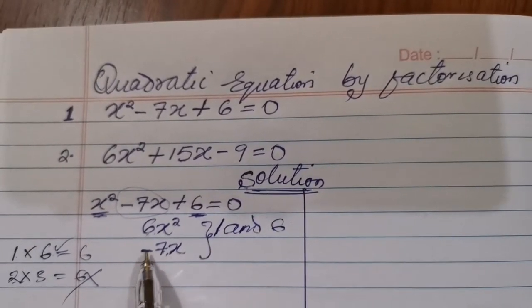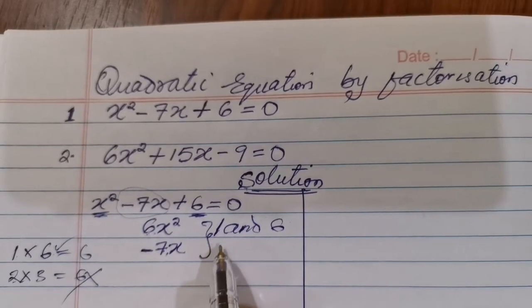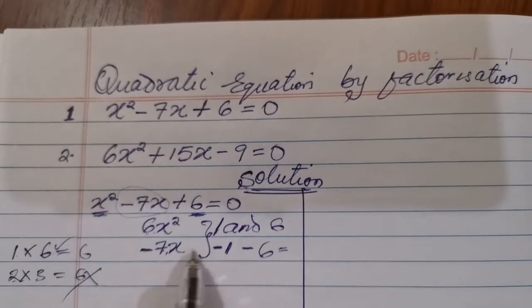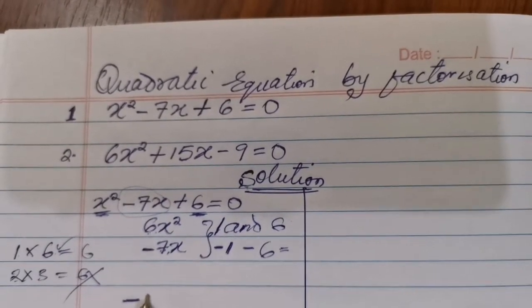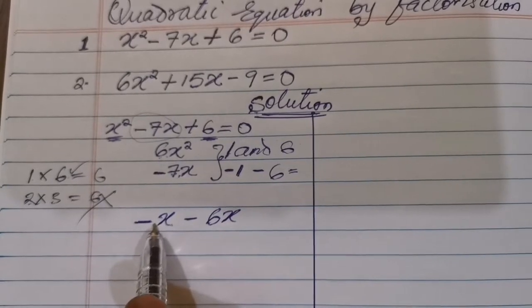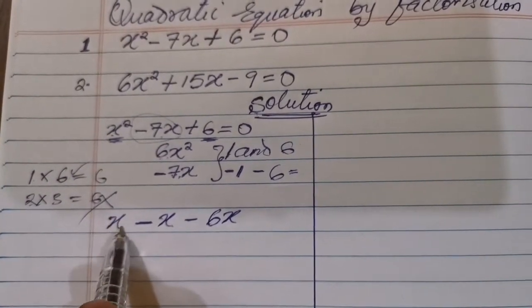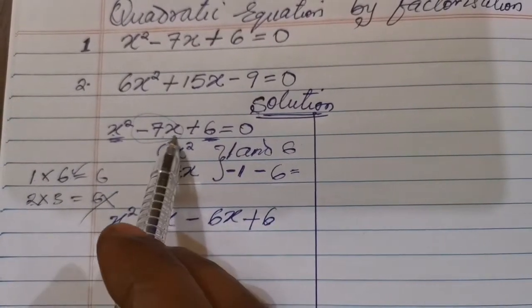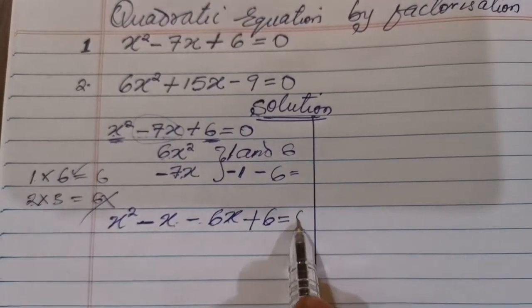Now, how can we place them in such a way that we have minus 7? Remember, we are solving in terms of x. So if I have minus 1 and minus 6, minus 1 minus 6 gives us minus 7. Since we are in terms of x, I will have minus x minus 6x, because minus x minus 6x is minus 7x. So I bring down x squared and also the plus 6. I only expand the minus 7x into minus x minus 6x. So that is equal to 0.